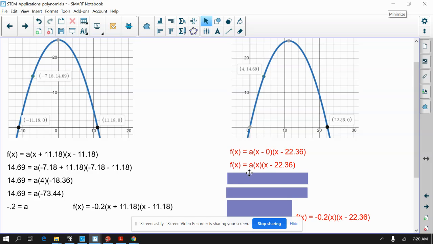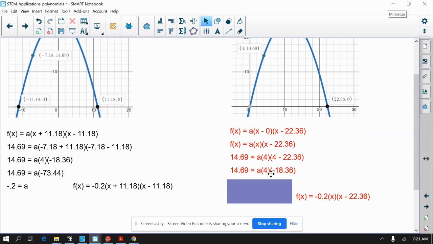Now, how do I find a? You use this ordered pair, 4 comma 14.69. So you replace x with 4, and you replace y with 14.69. You multiply, or I can subtract these two. 4 minus 22 is negative 18. And if I multiply these two, it actually gives me the same a value as this one.